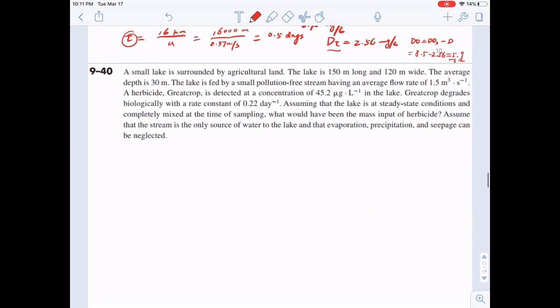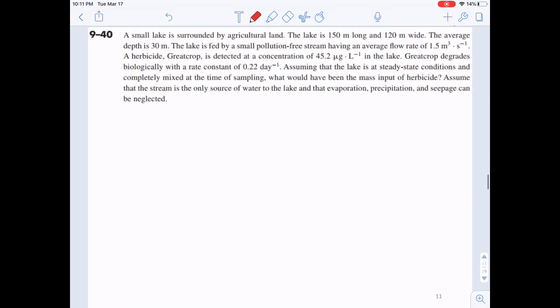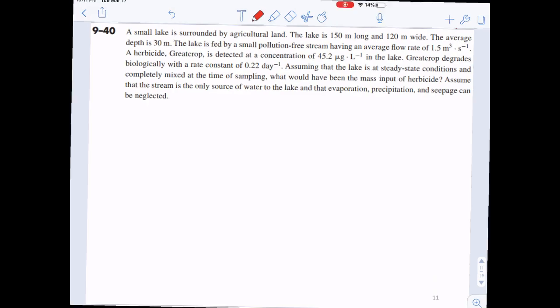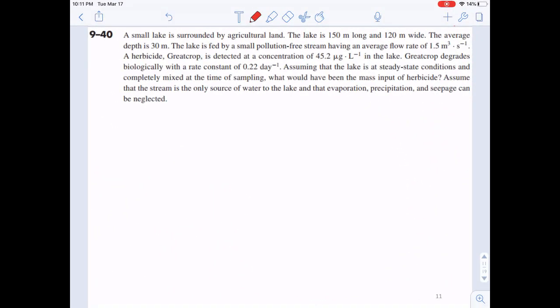So I also received some comments about the last problem for your last homework. This homework problem is about the river water quality. Instead of the river water quality, we're trying to look at the lake water quality. Okay, so we're using the concept of the mass balance here.